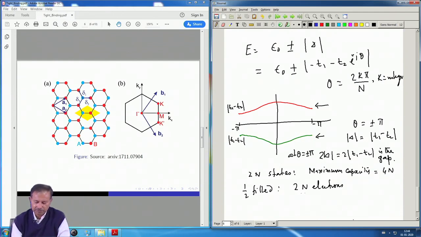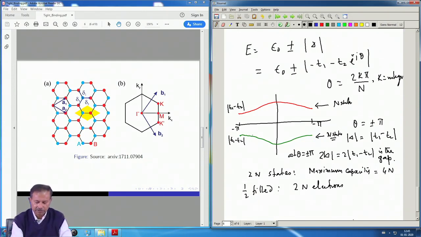So, in this case what will happen? Well, you will start putting states in this green band, in the lower band, which is like a bonding band here. The red is like an anti-bonding band, and this green band gets completely filled up if you are at half filling, because it accommodates n number of states. So, these n states will get filled up if you have a half filled system.